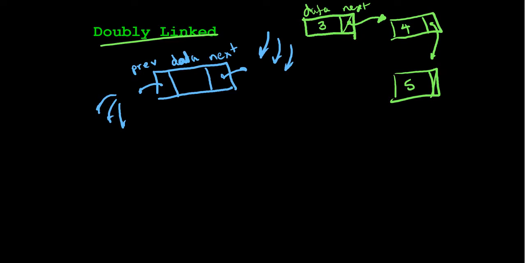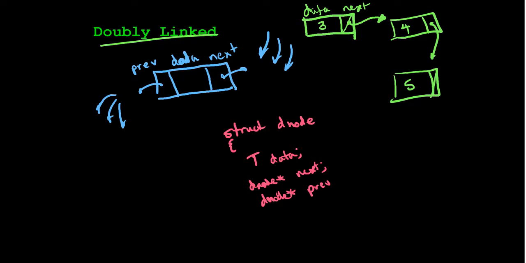So what we're going to do is create a doubly linked node, and the only thing that's going to be different in our struct is that I'm going to be calling it dnode, just to denote that it's a doubly linked node. I'm going to have a type T data, and I'm going to have a dnode pointer called next and a dnode pointer called prev. And that's the only thing that's going to be different, is really this idea of having two pointers, one pointing ahead and one pointing behind.